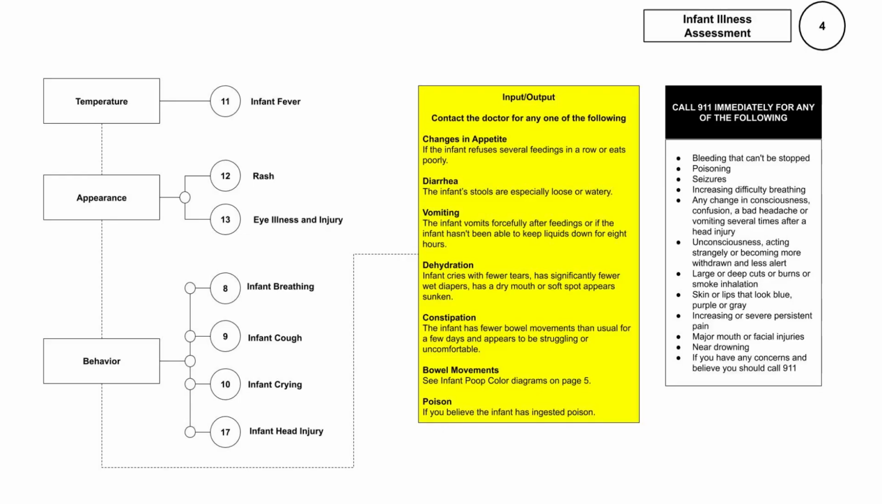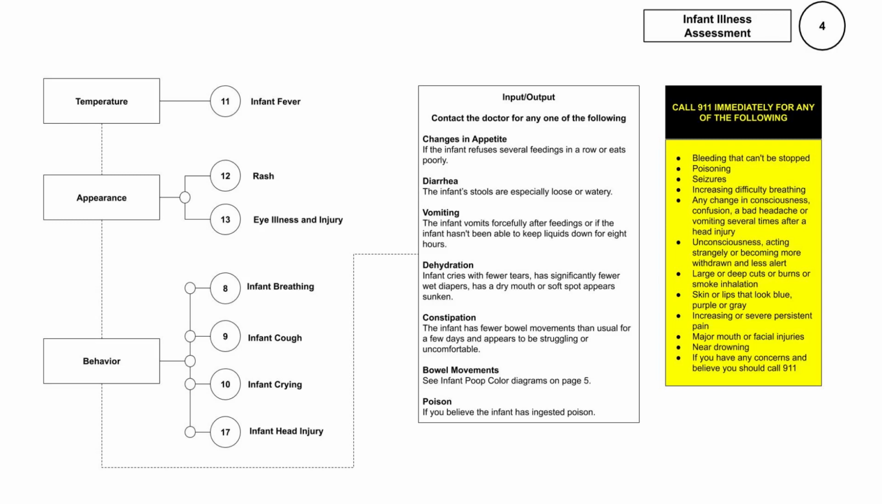Next thing is constipation. Is the infant having fewer bowel movements than usual for a few days, or does it appear that the infant struggles in having a bowel movement? And then also on bowel movements, check the poop color checklist, which is on page 5 of the textbook, because poop color can tell us about the infant. Or poison. If you believe the infant has ingested a poison, then we need to call 911 immediately. So for any one of these, especially on input-output, if any one of these things come up, we need to seek immediate medical attention for our infant.